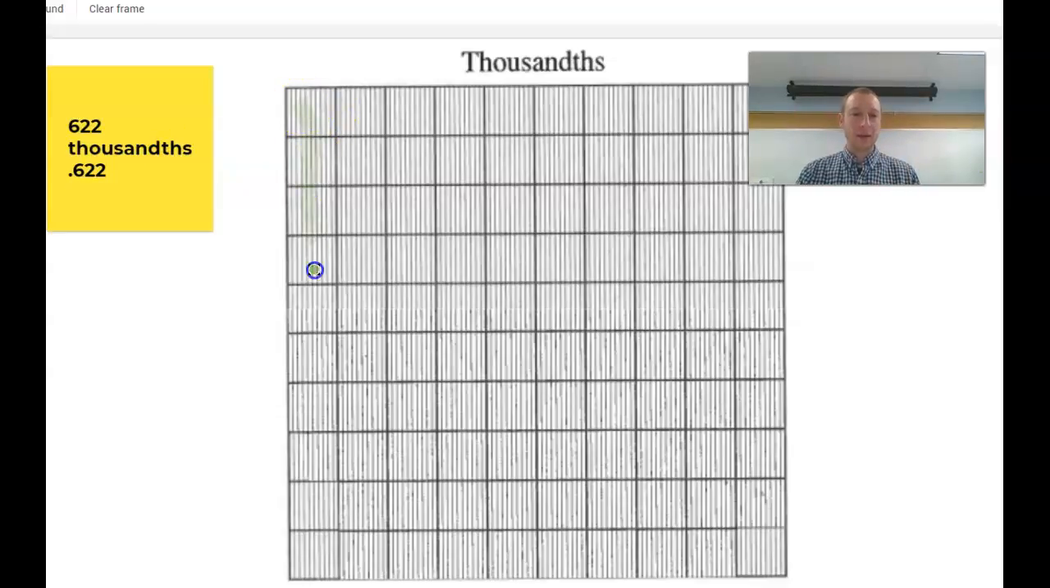So let's do that. Maybe I'll change colors here so you can see it a little better. There's 1 tenth, 2 tenths. I'm going to pause it so I can shade that in better. Okay, so I just shaded in 6 tenths, right? 1, 2, 3, 4, 5, 6. If I count how many thousandths that is, that would be 600 thousandths, right? If we counted all these up. So I shaded in 6 tenths.